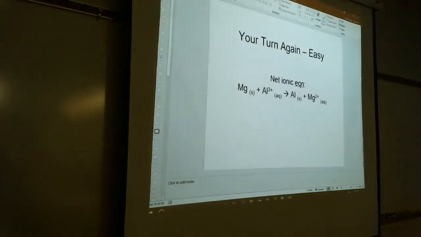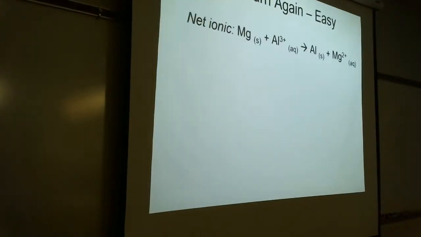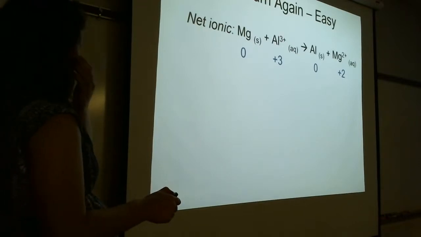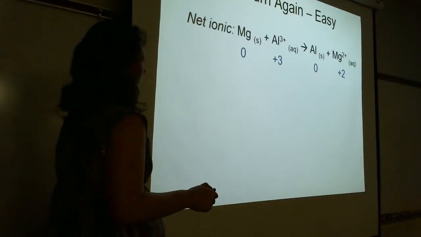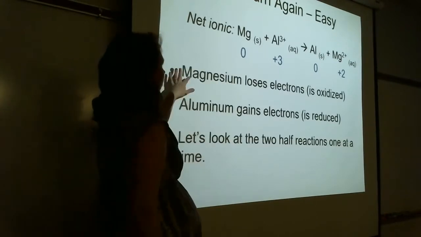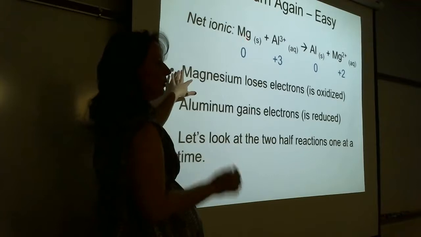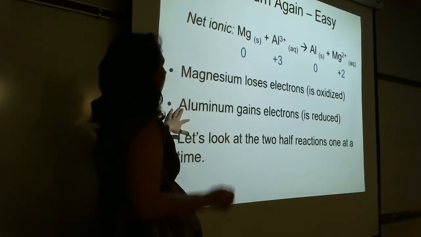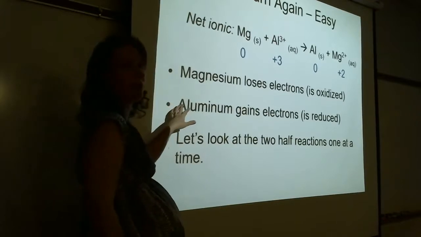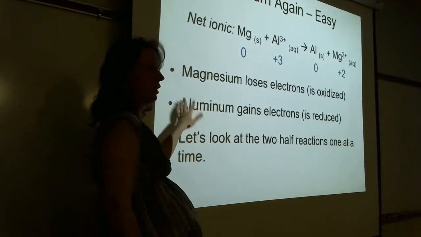All right, let's see what we did here. So again, the first thing we need to do is identify who's oxidized and who's reduced. So magnesium is 0, aluminum ion is +3, aluminum metal is 0, magnesium ion is +2. So the magnesium is where we're going to begin for the oxidation half reaction, and the aluminum ion is where we're going to begin for the reduction half reaction. Do we agree?